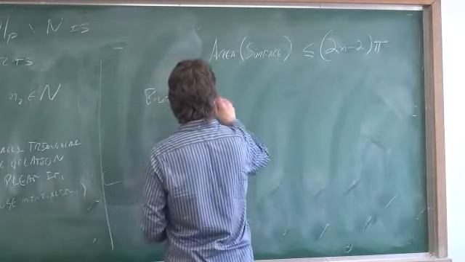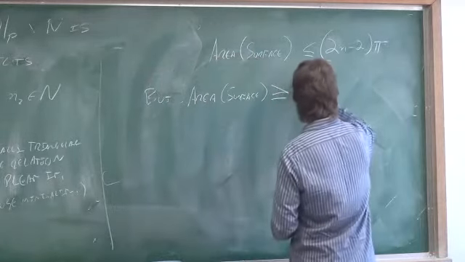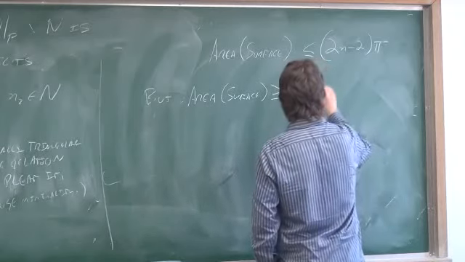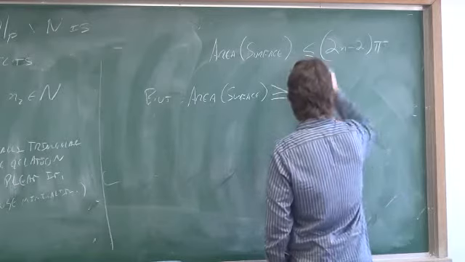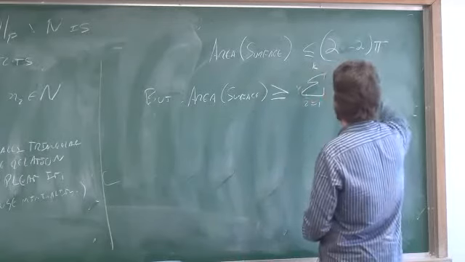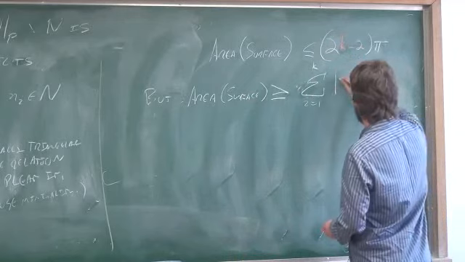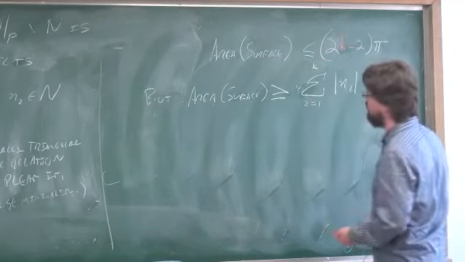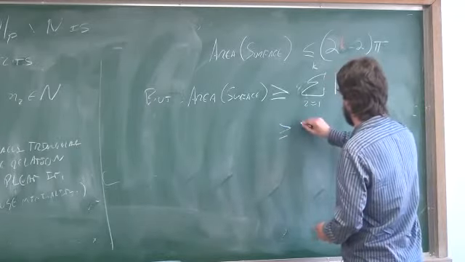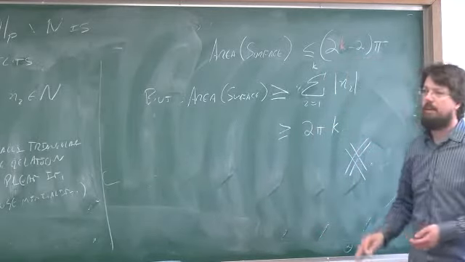So the area of the surface is at least n times the sum, i going from 1 to k. Sorry, this should be a k. Very confusing. Yes, that's a k. The sum as i goes from 1 to k of the length of the n_i measured as a geodesic in the boundary torus. And of course this is bigger than or equal to 2 pi times k. And that's a contradiction. Okay.